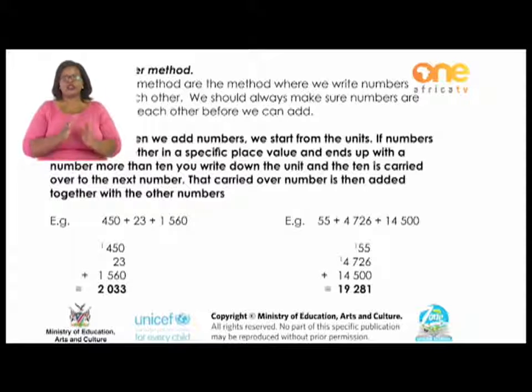Let's try another example. 55 plus 4,726 plus 14,500. We need to write our numbers neatly underneath each other.